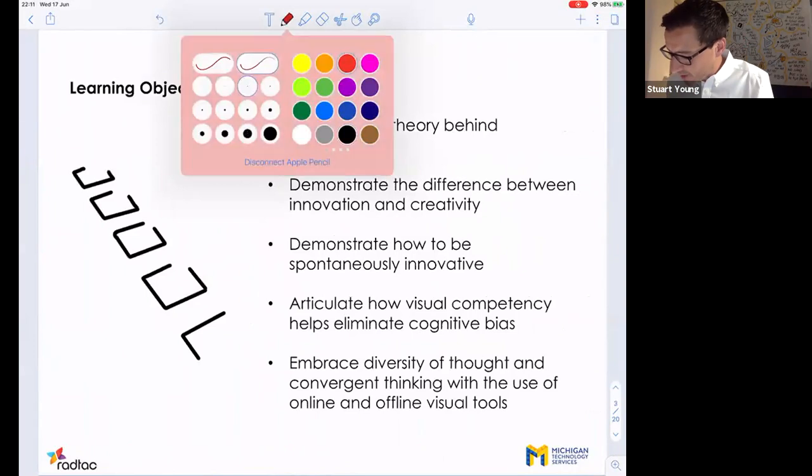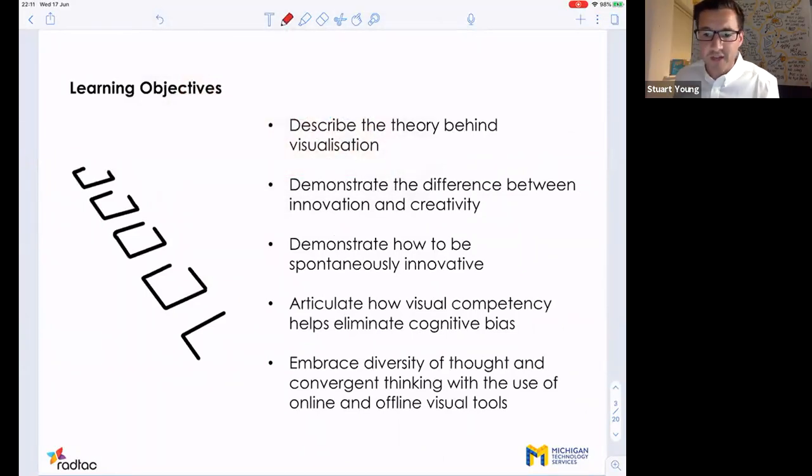So this is what we're going to be going through this afternoon, this evening. First thing is to describe the theory of visual thinking and visualization. It's slightly different, I would imagine, to what some of you may think. But that's important just to get the grounding of that first. Then I want to talk a little bit about the difference between innovation and creativity, okay? Just to be clear on that point. Then I want to talk about how we can be spontaneously innovative.